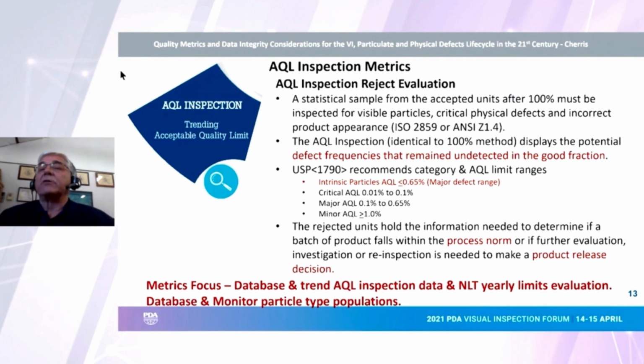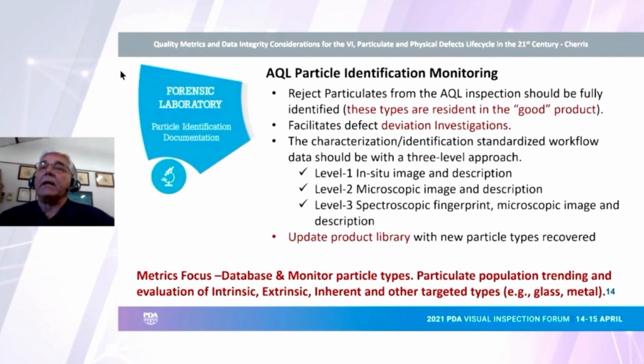So the metrics focus for AQL is to database and trend AQL inspection data, with limits evaluation not less than yearly. Database and monitor your particle type populations coming out of AQL inspection. The importance of AQL particle identification monitoring is that these particle types that you find during an AQL inspection are resident in the good product fraction. That means this is in the product that we are intending to put on the market.